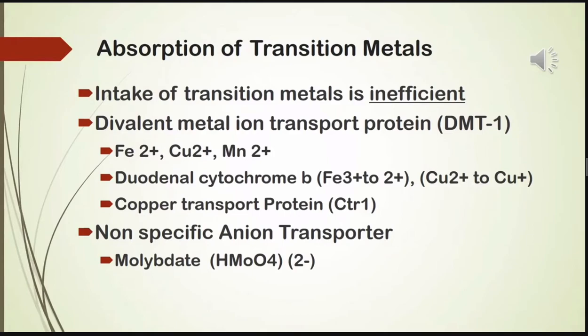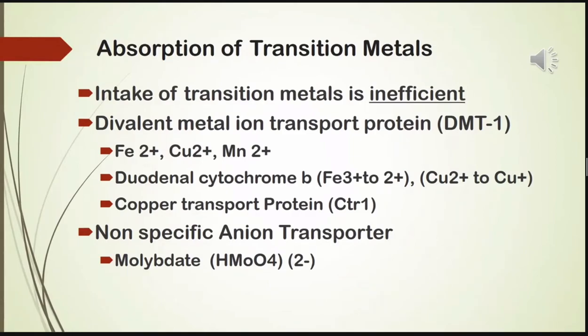Absorption of transition metals is at best inefficient. This is a reflection of the body trying to limit the entry of transition metals and thus avoid toxicity. Most of the metal ions will enter via your divalent metal ion transport protein. Involved ions would be iron, copper, and manganese. The duodenal cytochrome B converts Fe3+ to Fe2+ for easier absorption.